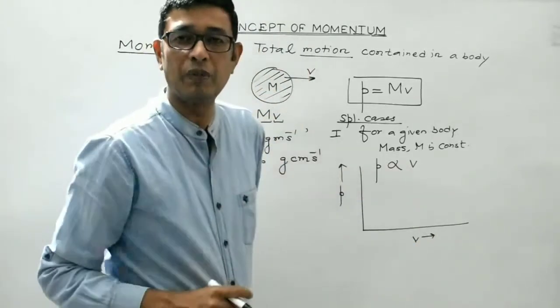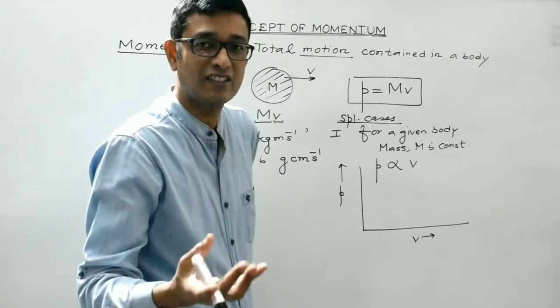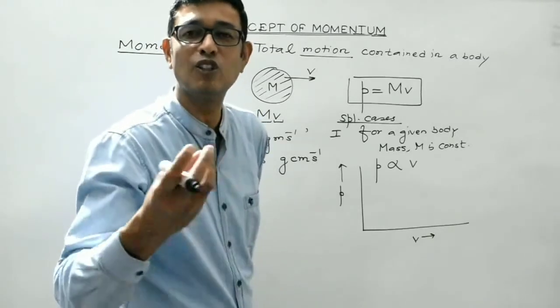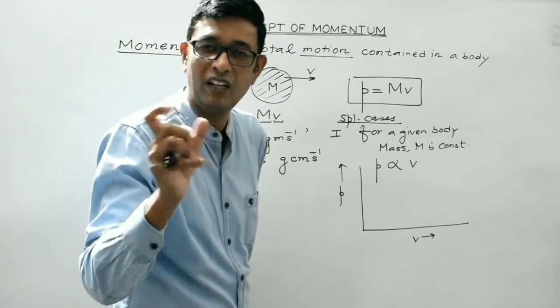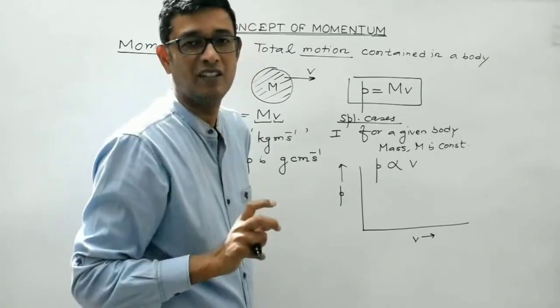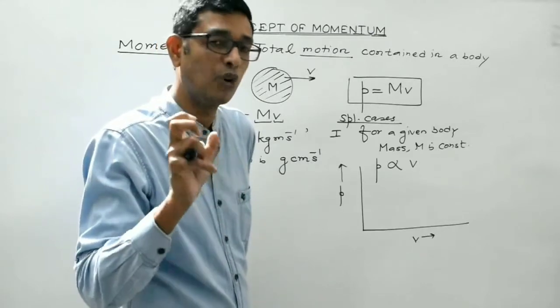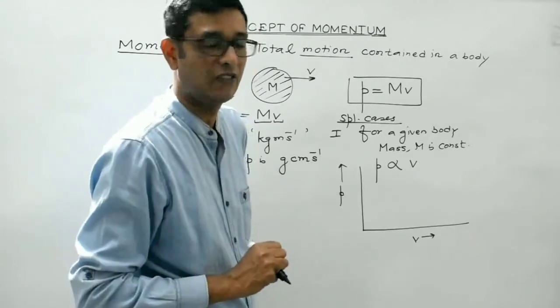If the velocity of the body becomes zero, that is if the body is at rest, then the momentum of the body is also zero. So momentum is a term associated only and only with a moving body. To possess momentum, the body must be in motion, right?